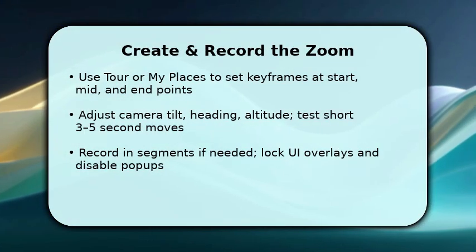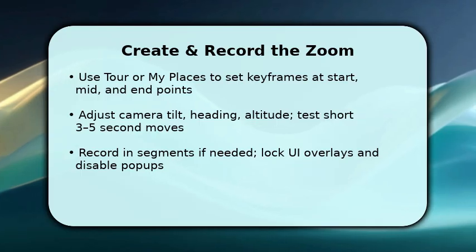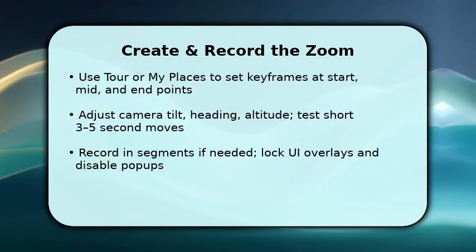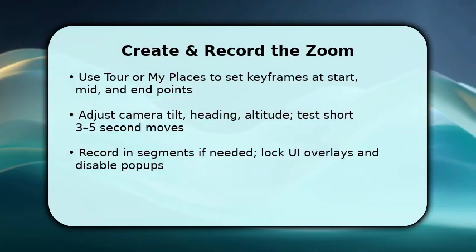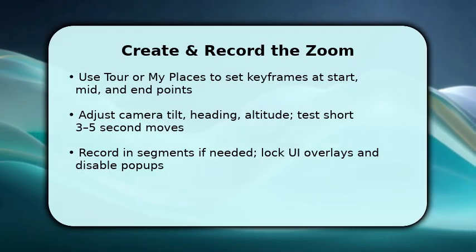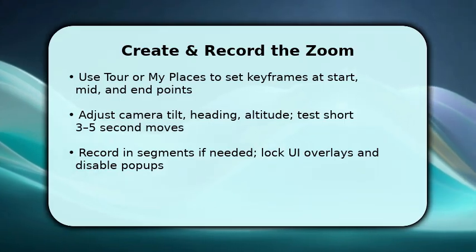Now you build the motion. Create a tour and place keyframes for start, 1 or 2 midpoints, and the end. You control camera tilt, heading, and altitude at each keyframe to shape easing. Small altitude tweaks create natural acceleration. Once you've set a few test moves, play the tour and watch timing. If it feels off, nudge durations.